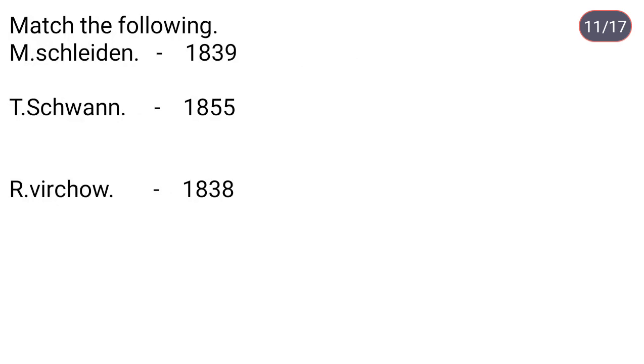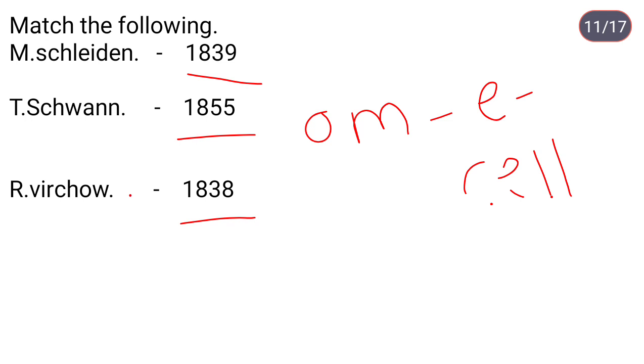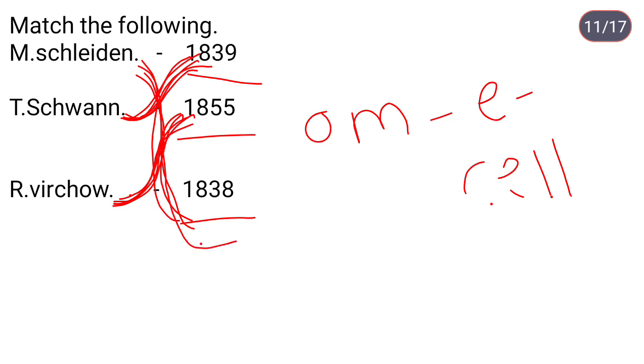Then the next is the match the following question. M. Schleiden 1839, Theodore Schwann 1855, Rudolf Virchow 1838. Match the following with these years. Rudolf Virchow gave the final shape to the cell theory, with the statement omnis cellula e cellula, in the year 1855. Theodore Schwann gave his contribution in the year 1839, and M. Schleiden gave his contribution to the cell theory in the year 1838. This is how it goes.